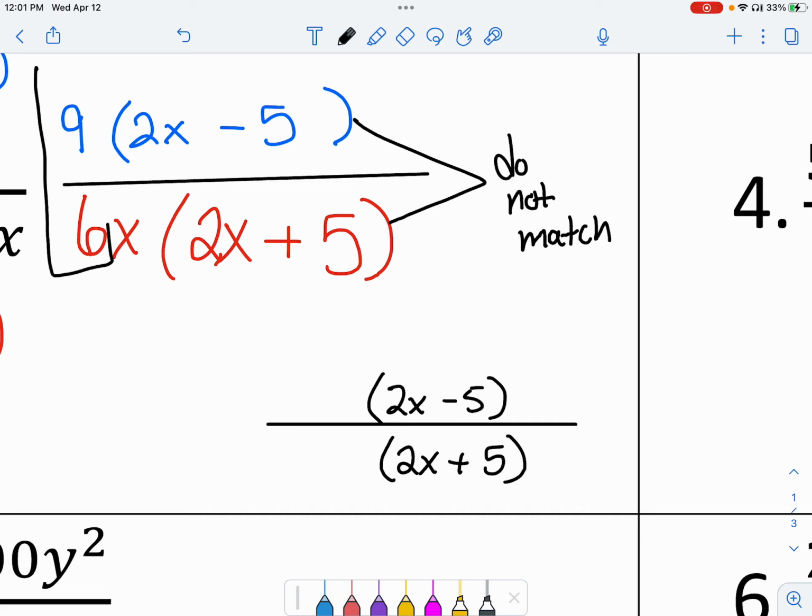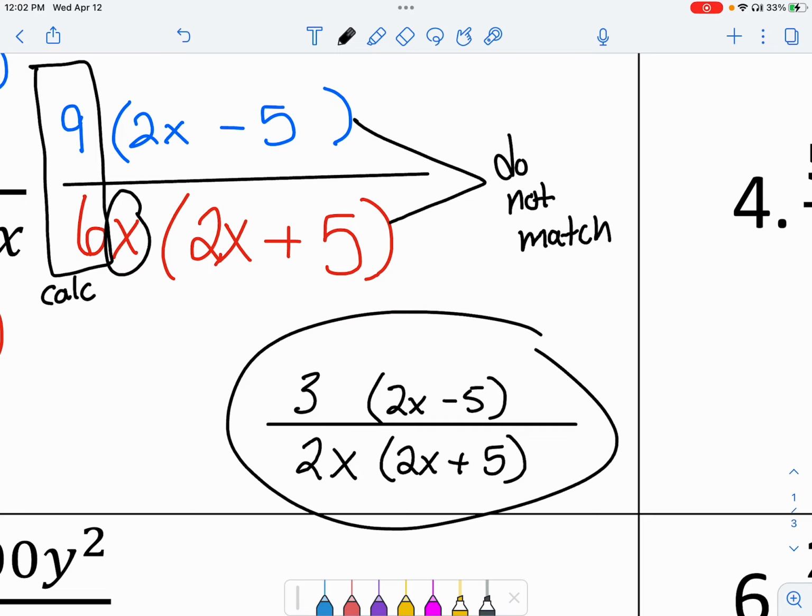However, 9 over 6 does cancel. If you put 9 over 6 in your calculator and you reduce, they both divide by 3, so you would end up with 3 over 2. Now what about this little lonesome x? Well, he's just right here. So this is the ugly answer.